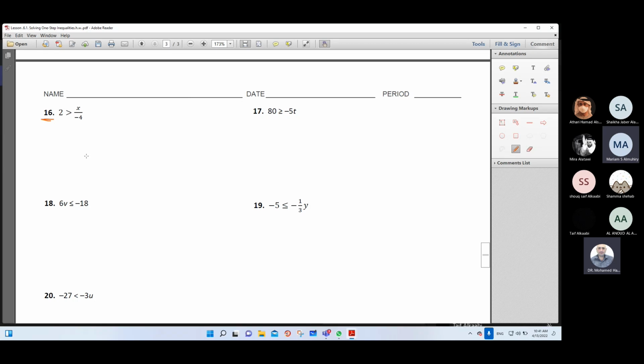X greater than negative 8. Repeat, please. X greater than negative 8. What is your name? Maryam Al Muhairi. Thank you, Maryam. Who has a different answer? The same as Maryam. What is your name? Shamma. Thank you, Shamma.